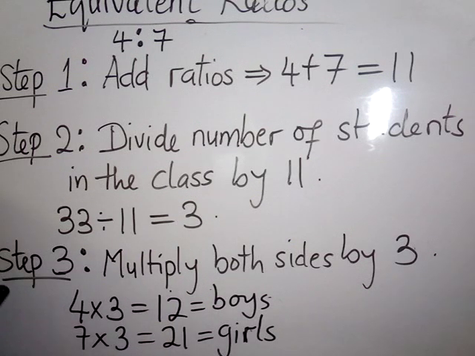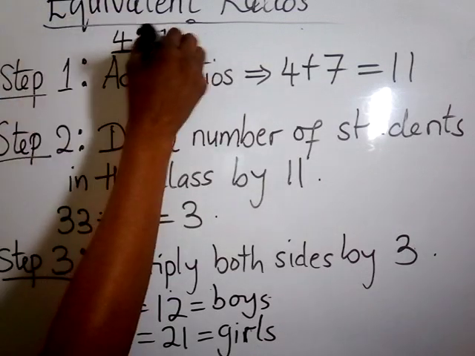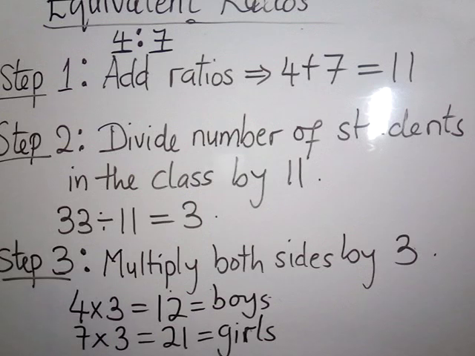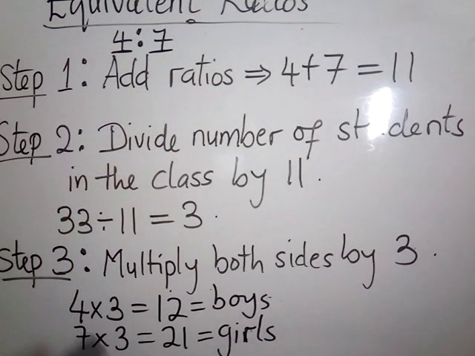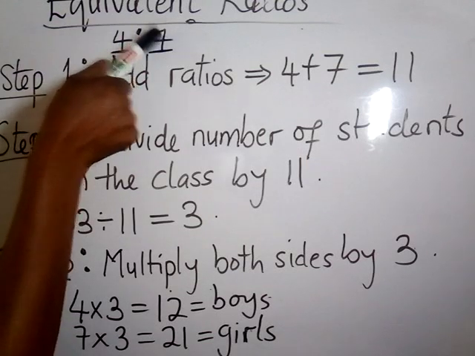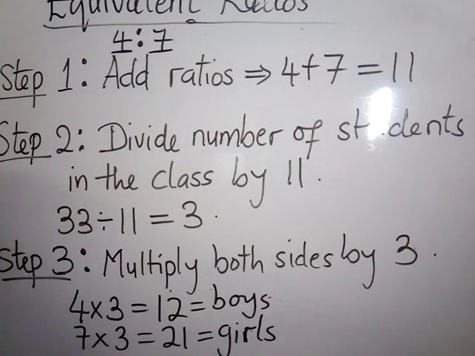Now the third step is to multiply both sides by that 3. And what do I mean by both sides? You have the ratio for the boys and the girls, the antecedent and the consequent. You now multiply each of them to get the number of boys and the number of girls. Since they said that the ratio of boys is 4 and that of girls is 7, when you multiply 4 by 3, whatever you get is the number of boys. And when you multiply 7 by 3, whatever you get is the number of girls. So 4 times 3 gives 12. That means we have 12 boys. And 7 times 3 is 21, which means we have 21 girls.